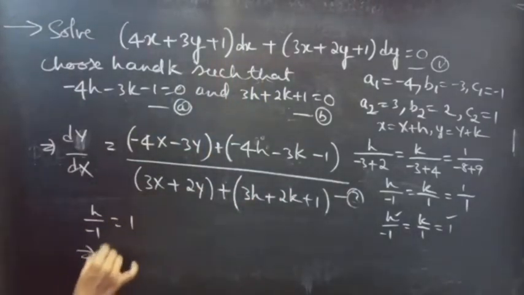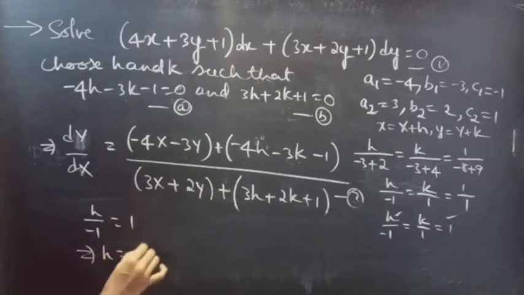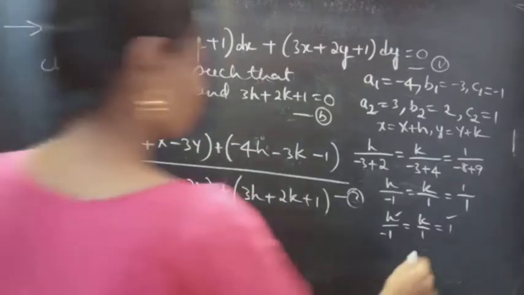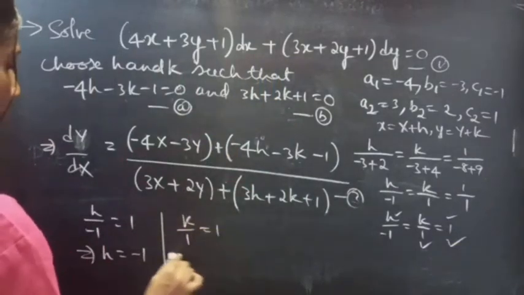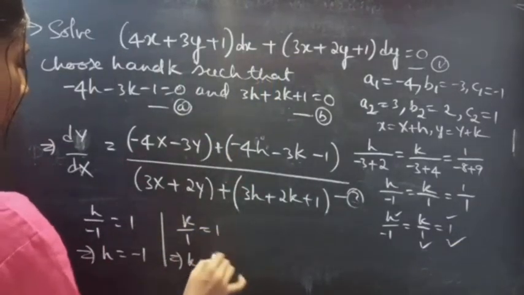Now equate h by minus 1 and the last one, 1. From this we'll get h equals minus 1 into 1, which is minus 1. And now equate these two. k by 1 equals 1. From this we'll get k equals 1 into 1, which is 1.